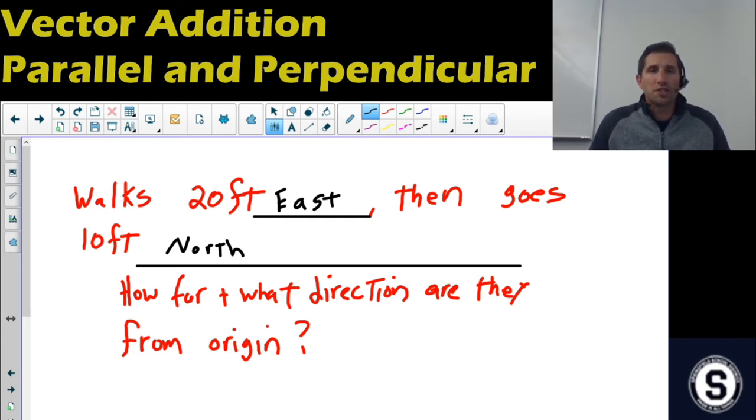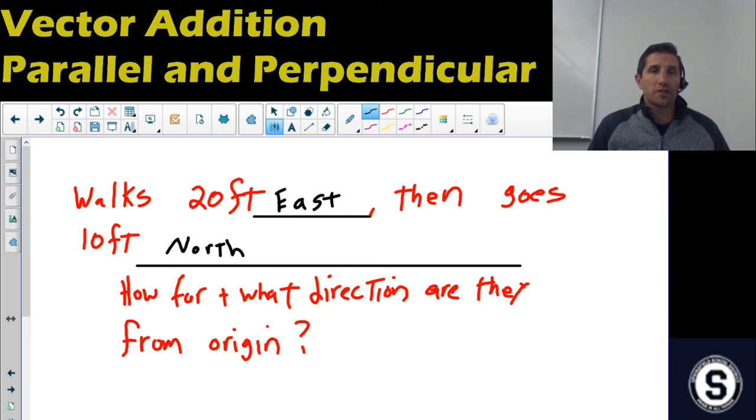This is definitely a little bit more tricky case. We're not going to simply add 20 plus 10. They're not 30 feet from their starting point. If you tried this and went 20 feet to the east and 10 feet to the north and walked back, you would notice that you're not 30 feet away from the starting point. So the answer is not 30, and it's definitely not 10 either.